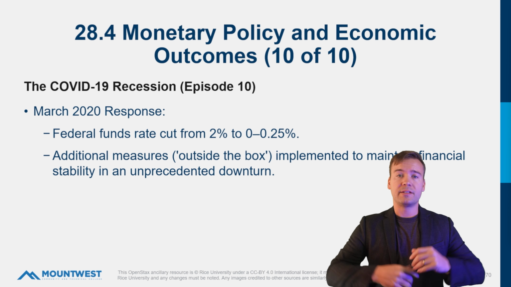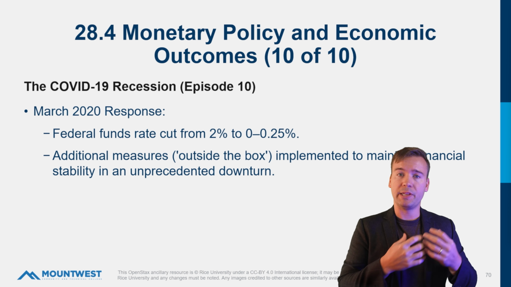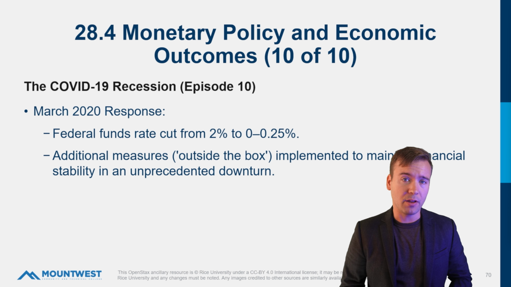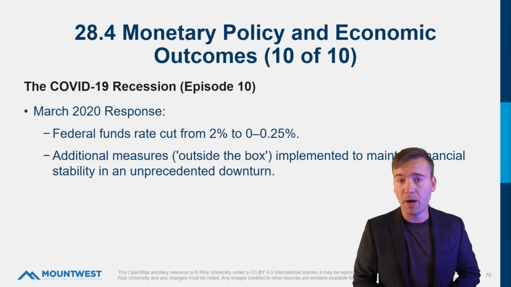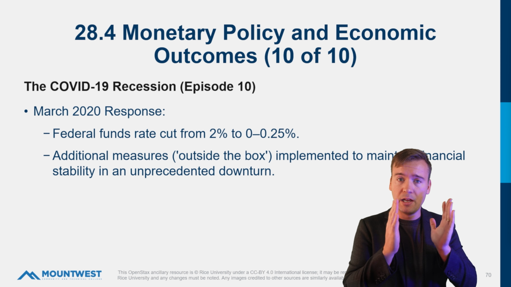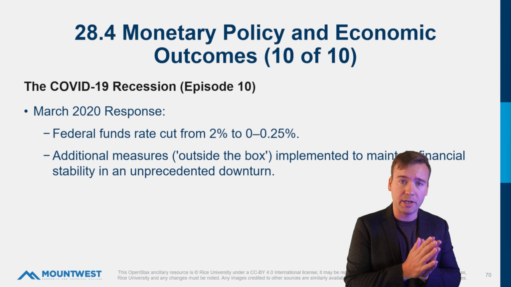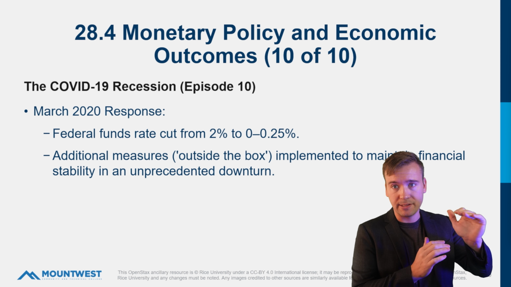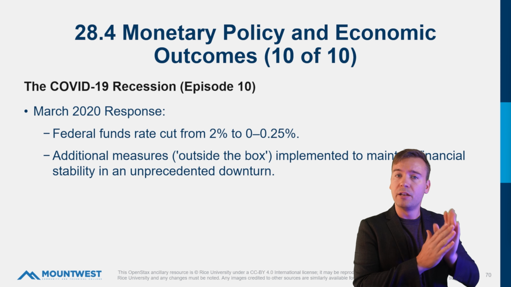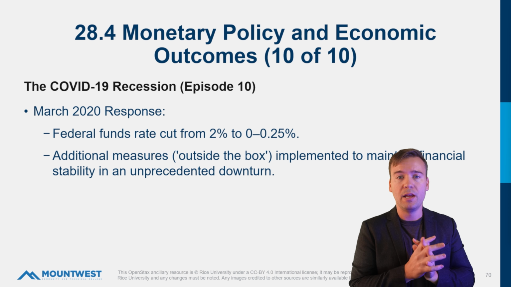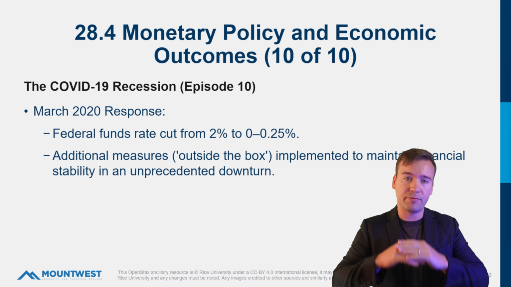All right, that brings us up to more of a present day with episode 10, the COVID-19 recession in March 2020. We've already talked a lot about this, but basically in response to that very severe, quick recession, the severe downturn, the Fed reduced the federal funds rate from 2%, because it was slowly raising it from the 2008 crisis. It went back down to between 0 and 0.25%. So they had to bring it back down. They hit that floor again.